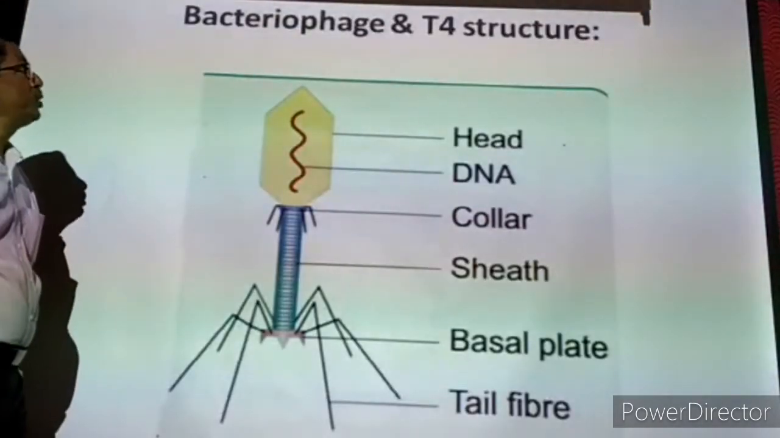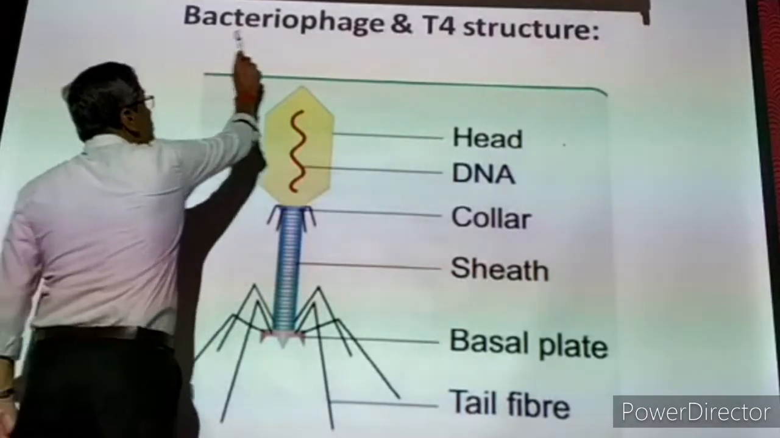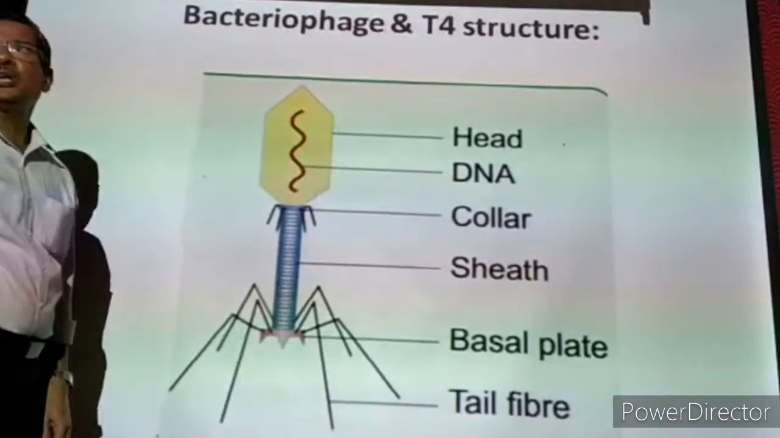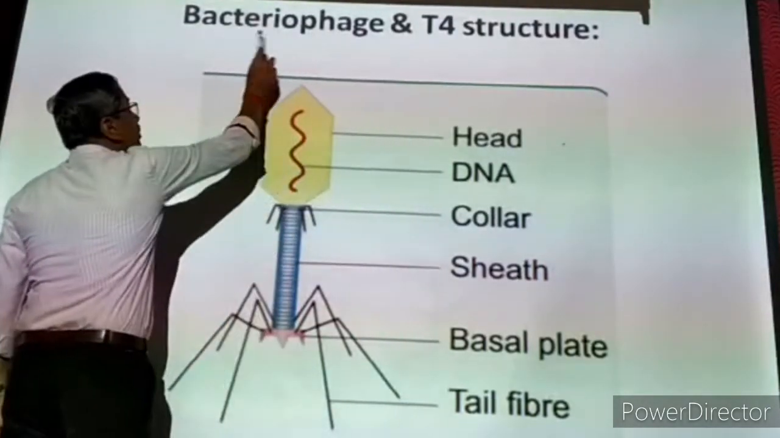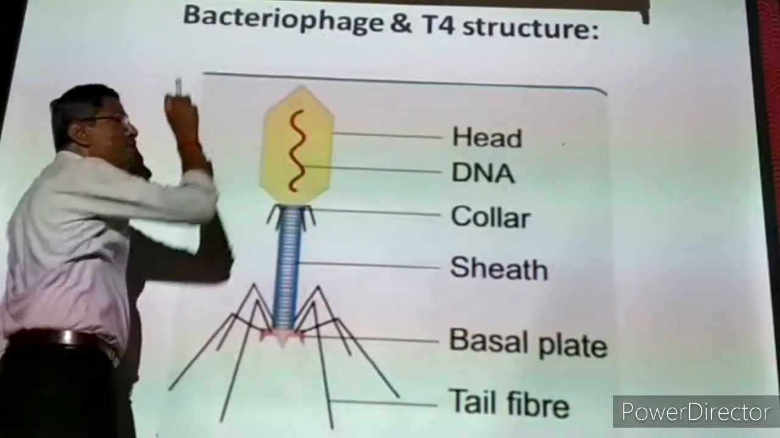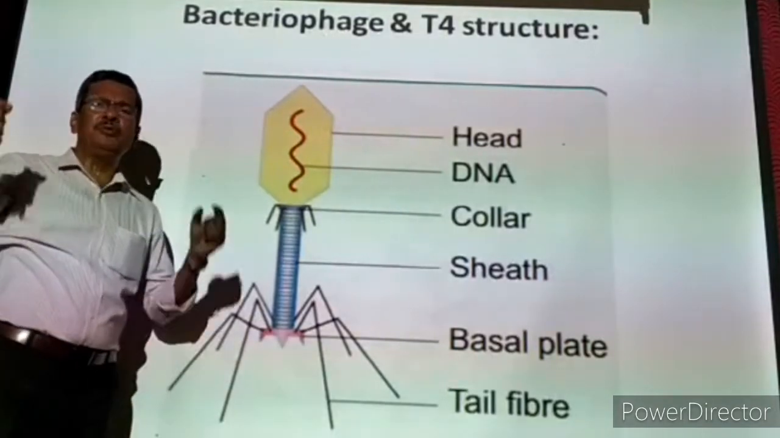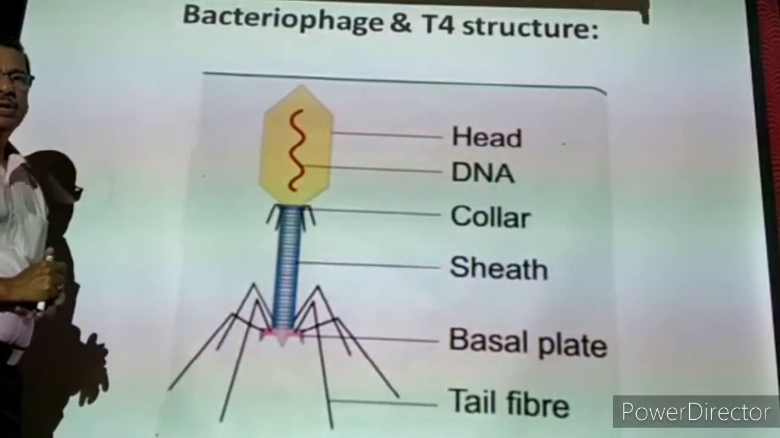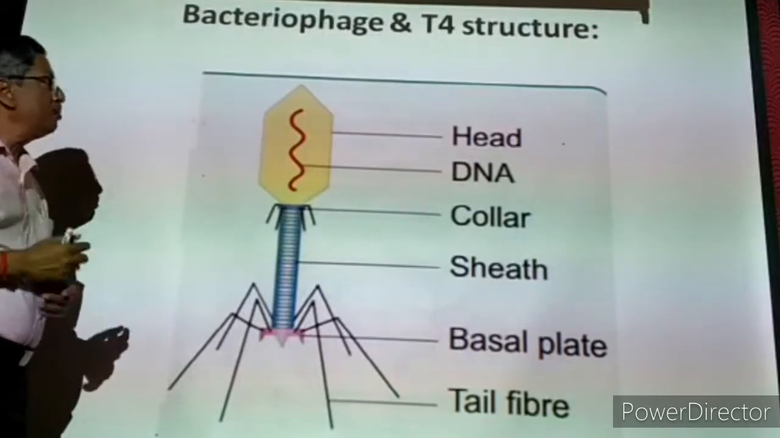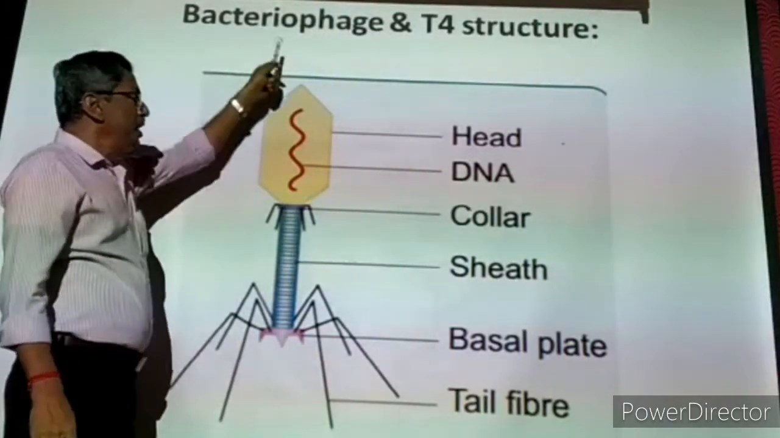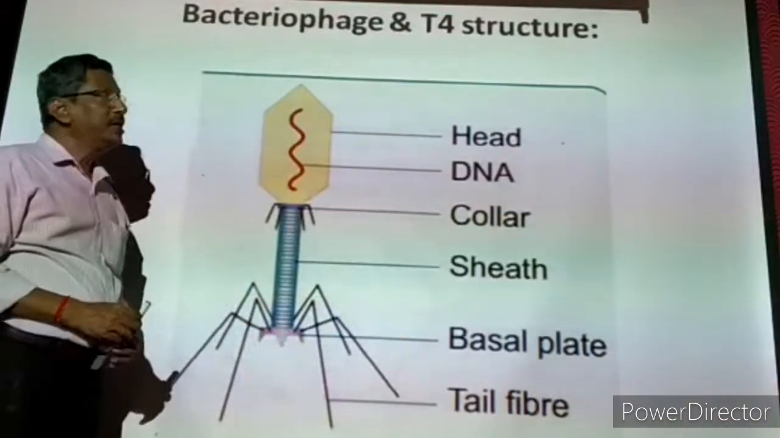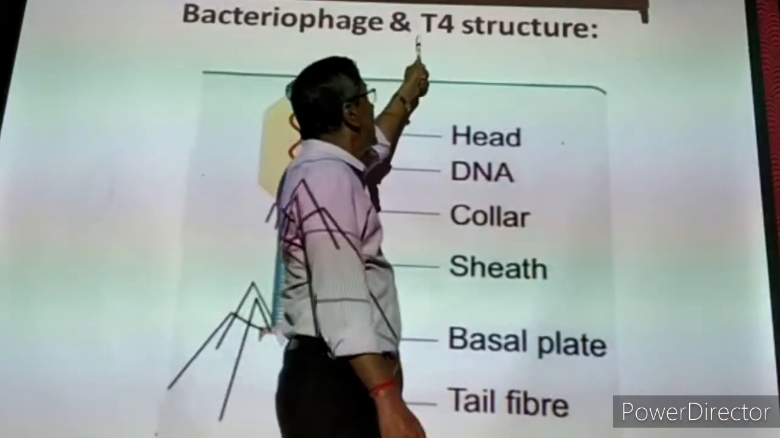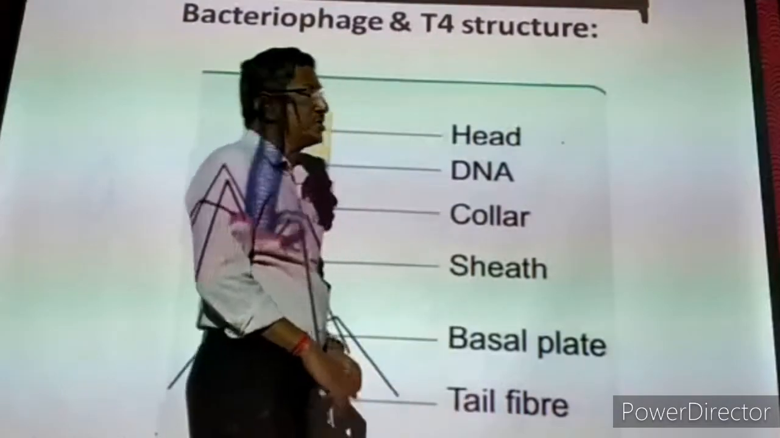The next virus we are going to study is a bacteriophage. Already we have studied what a bacteriophage is. Phage means virus, and bacterio means these viruses attack bacteria. That means they are much smaller than bacteria, maybe 1,000 times smaller. That is a bacteriophage. Different types of bacteriophages are there. In that, one type we are going to study is the T4 bacteriophage structure.